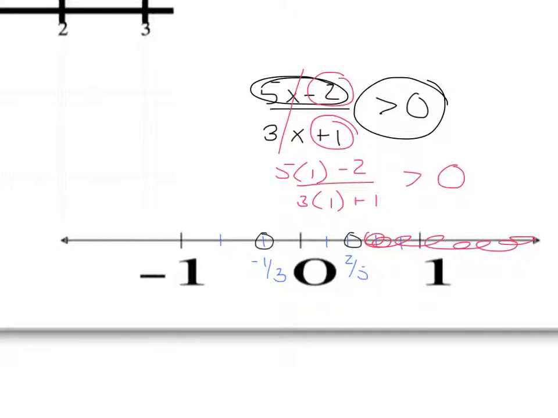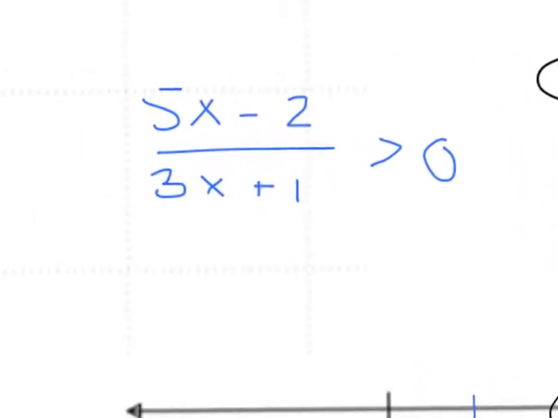Now I want to test a negative. It could be -1, or it could just be a hypothetical negative sign. When I put in a negative here, this whole top part is going to be negative. It doesn't matter what number I put in there, because 5 times a negative is a negative number, whatever number that is. Minus 2 stays negative. So my numerator is negative. Let's take a look at the bottom.